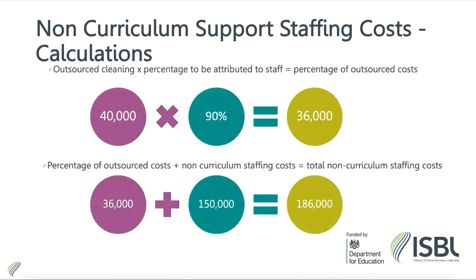So firstly, let's look at the cleaning contract. The cleaning contract is 40k, and in this example we've determined that 90% of that is attributed to staffing. So to calculate the financial amount that we would need to add into the non-curriculum support staffing costs, we take the 40,000, multiply it by 90%, which gives us 36,000. We then add the 36,000 into our previously calculated non-curriculum staffing costs, 150, which gives us a total of non-curriculum staffing as 186k.